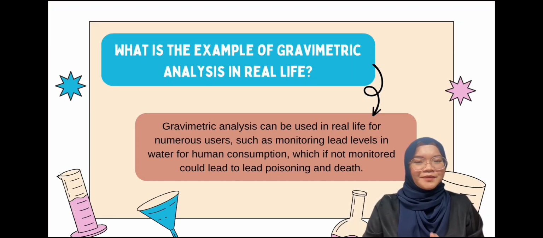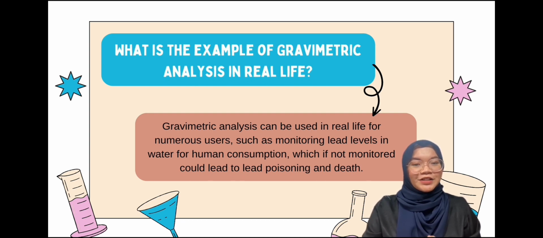What is an example of gravimetric analysis in real life? Gravimetric analysis can be used in real life for numerous uses, such as monitoring lead levels in water for human consumption, which, if not monitored, could lead to lead poisoning and death.